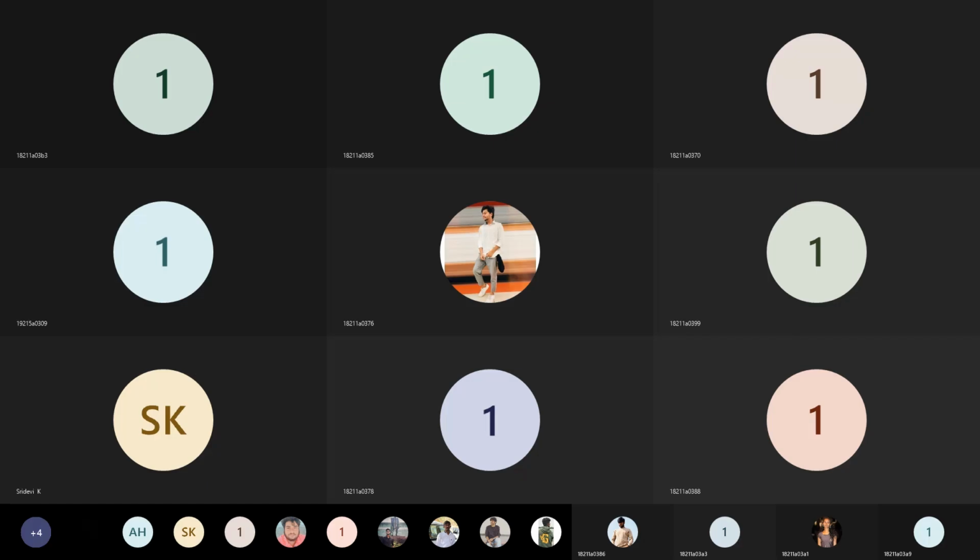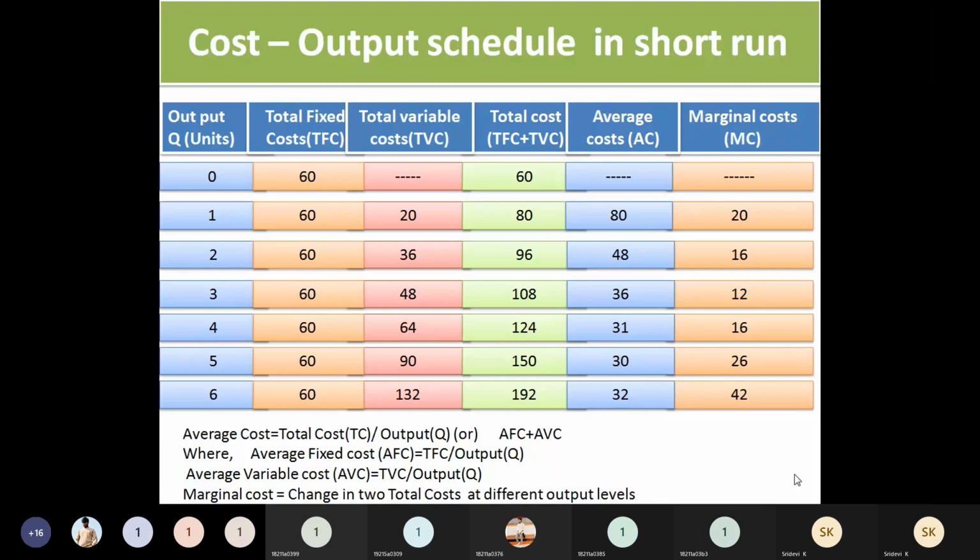We have discussed in detail. So there we have applied the different formulas for calculating average cost, marginal cost, and total cost. And we have obtained the values. Tentative values we have taken. Fixed cost we have taken 60, and variable cost was increasing. You can see on the screen.